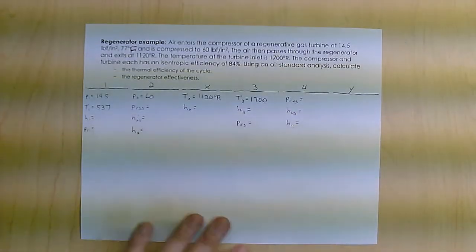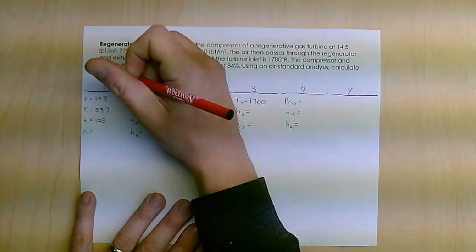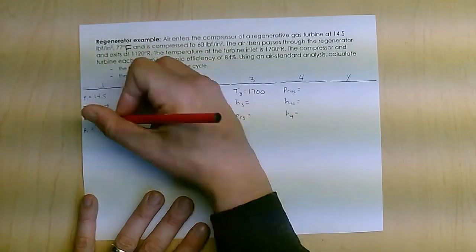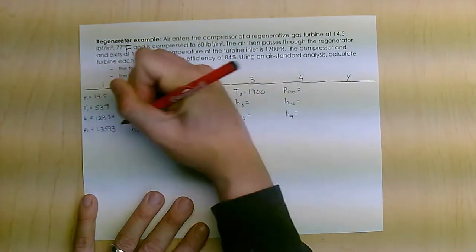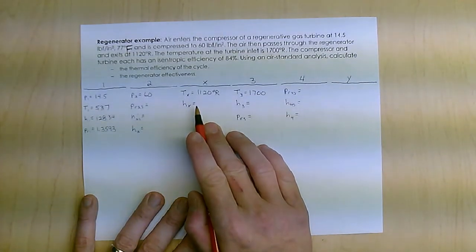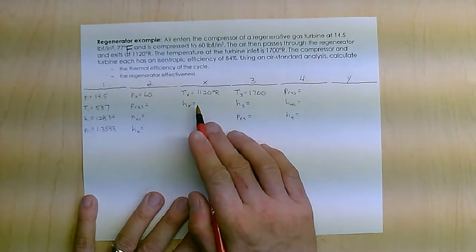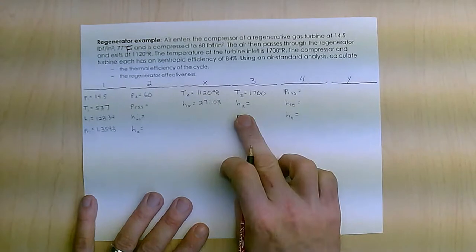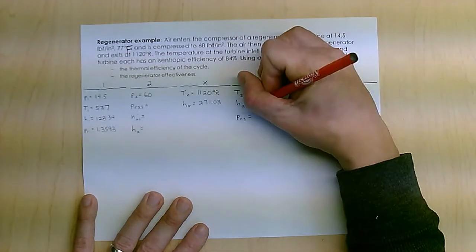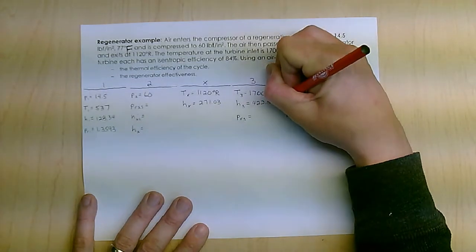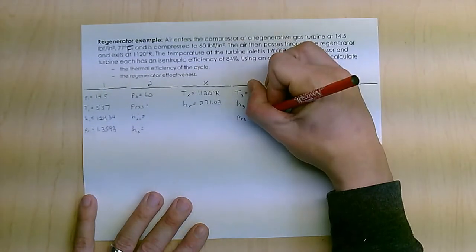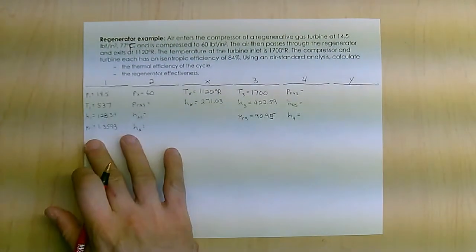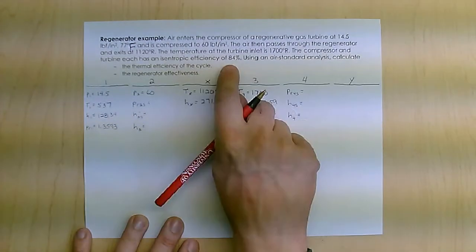Okay, so I've got all of those values. Let me go ahead and jot those down. So H1 is 128.34. The relative pressure is 1.3593. State X is given to be 271.03. H3 is 422.59. PR3 is 90.95. So I looked up the 3 states that I have. Now I'm going to do the compressor and the turbine using the efficiency.